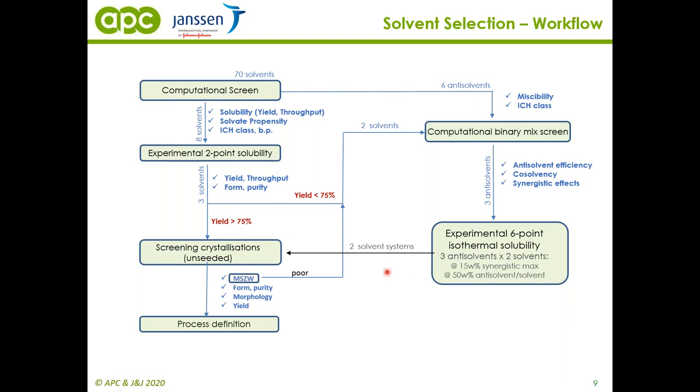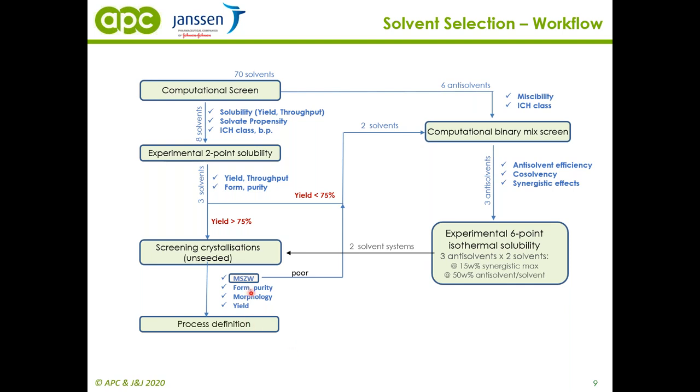So after that, we are selecting two solvents, and we are going to screening crystallizations. Again, we are doing unseeded crystallization. This time it can be cooling, just first part, but then definitely we are adding anti-solvent. So first we are adding anti-solvent. We can cool it down, or we can just proceed with a simple precipitation method. In this case, we are also noting how much time it takes to nucleate, and we are also testing for form, morphology, and yield. And then we go to the process definition method.